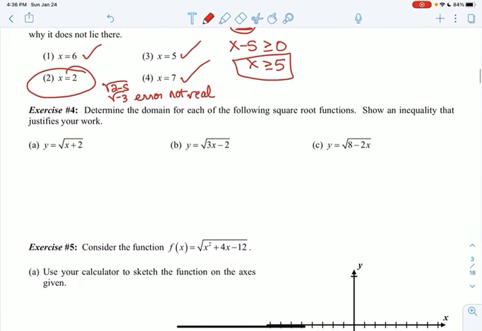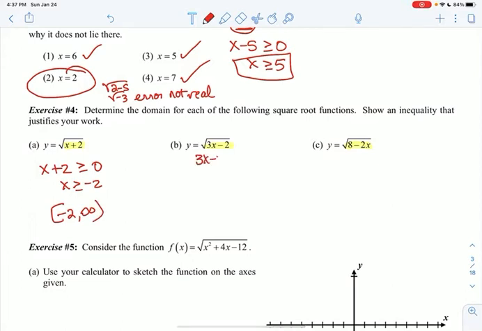All right, let's determine the domain for each of these following square root functions, since we're talking about square roots in this unit. Show an inequality that justifies your work. So the only thing to remember is you can't take the square root of a negative number. So all you do is you take each of these expressions underneath the square root and you set it greater than or equal to 0 and then solve. All right, so basically negative 2 is okay, and anything greater than negative 2 is okay.